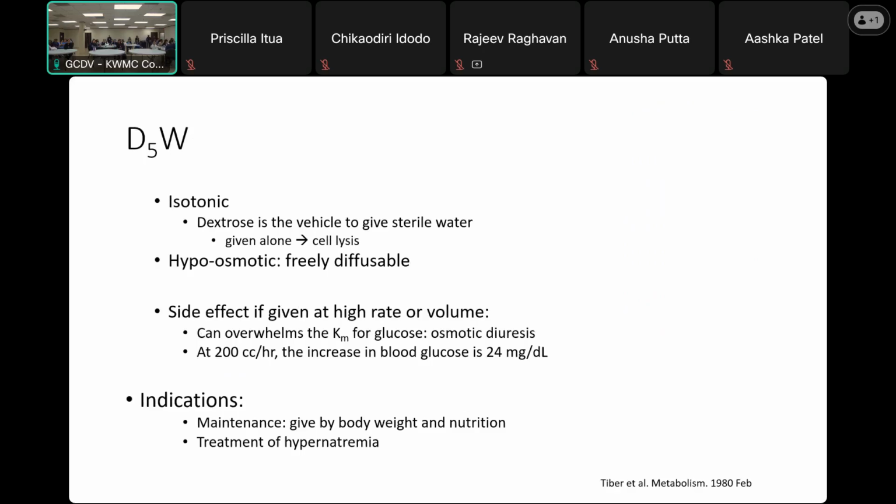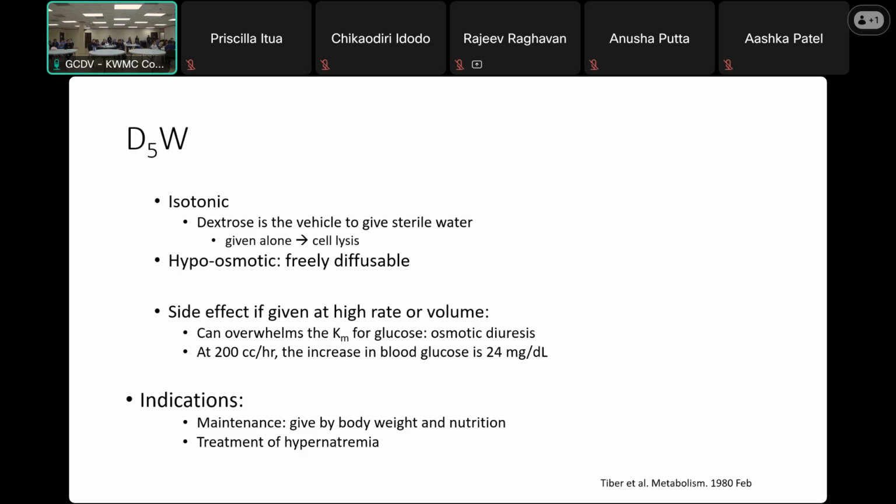The big thing is, you guys remember from chemistry, if you give water by itself, it's going to rush inside the cells and the cells will lyse open. So you give it with dextrose. Essentially, as soon as you give it, your insulin should move the dextrose inside the cells, leaving mainly water in the fluid compartments. The big side effect, as you can imagine, it has dextrose, so it has sugar in it.